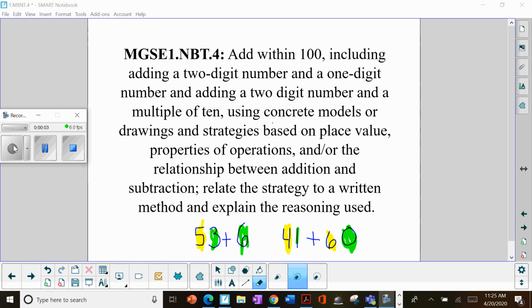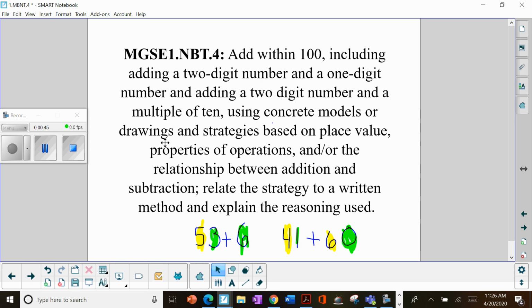Okay, boys and girls, we're working on adding within 100, including a 2-digit number and a 1-digit number, and adding a 2-digit number and a multiple of 10. So when we think of multiples of 10, we think of counting by tens: 10, 20, 30, 40, 50, 60, 70, 80, 90, 100. Using concrete models like we did in class, and I used the base 10 blue models, or drawings, which is part of our Q-tips, and strategies based on place values.